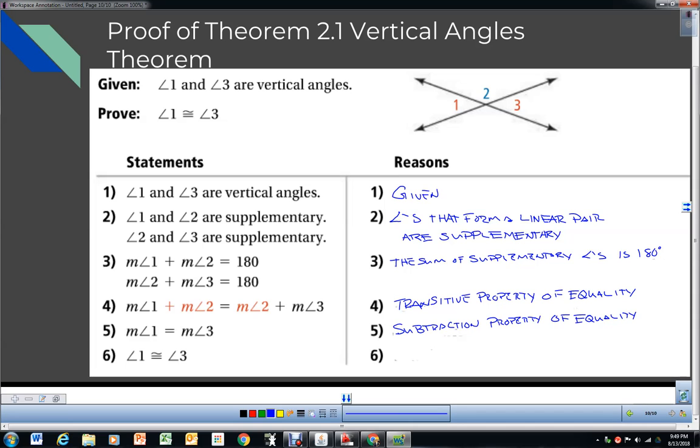And then the last one. If the measure of angle 1 is equal to the measure of angle 3, and their measures are equal, then we say that they are congruent. So we say angle 1 is congruent to angle 3. And the reason why is, angles with the same measure are congruent.